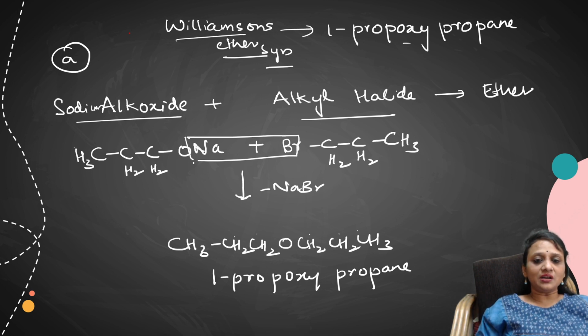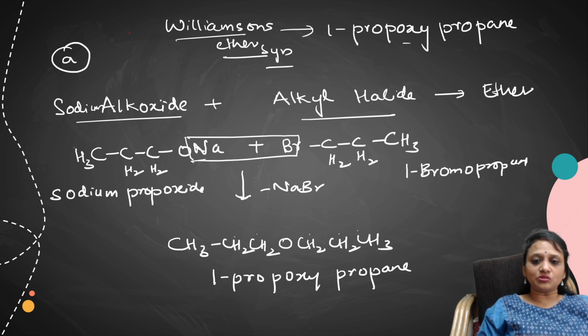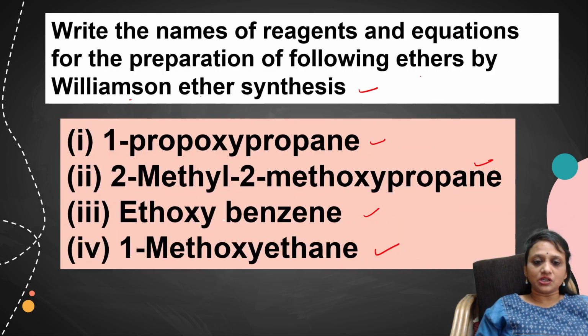Easy. So the alkoxide, what is this? This is called sodium propoxide. Sodium propoxide. What is this called, students? This is 1-bromopropane. 1-bromopropane. Nothing, I just added both. Using this concept, I got the compound. Easy. Let us do the next one.